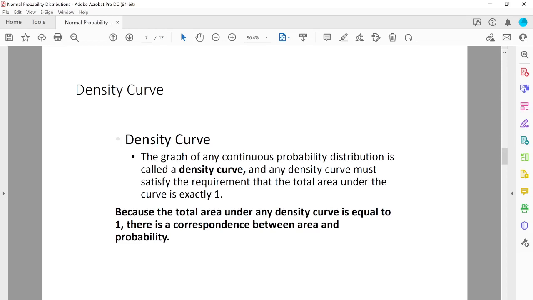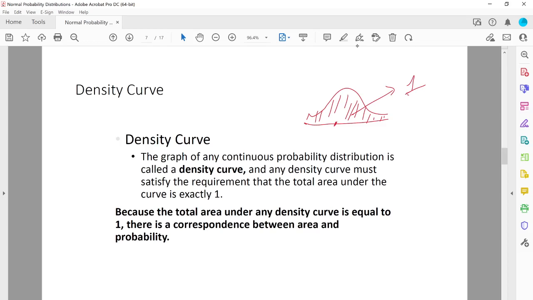Like we use in the normal distribution, this is the bell-shaped normal distribution. The area under this curve is assumed to be 1. And that area actually represents the probability of getting any variable or any events. We're going to see some examples here.